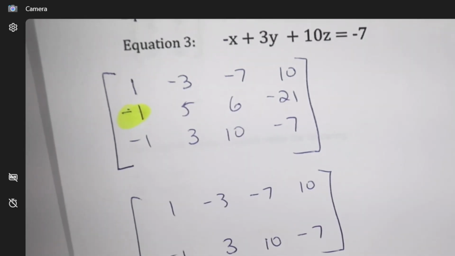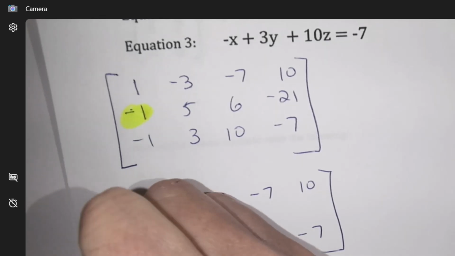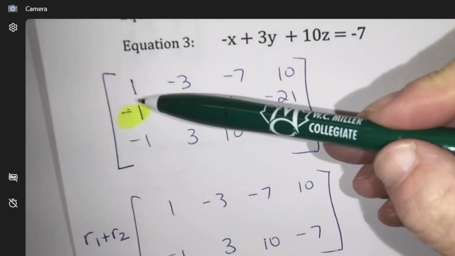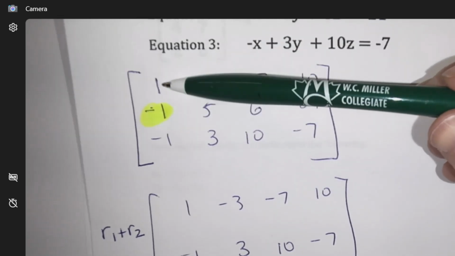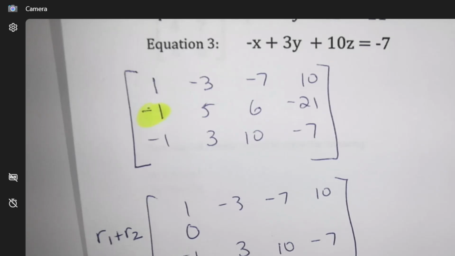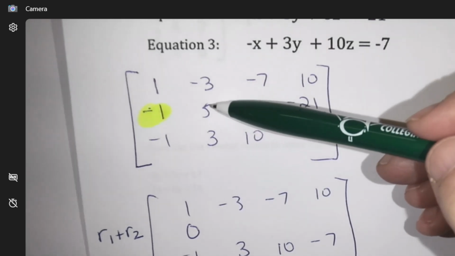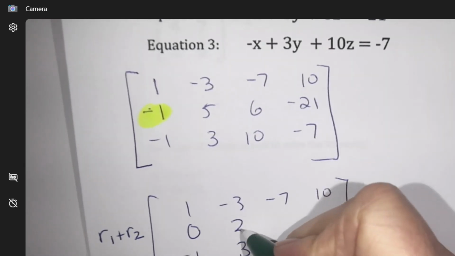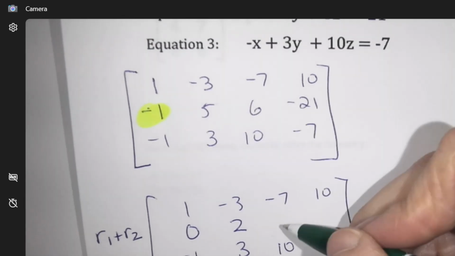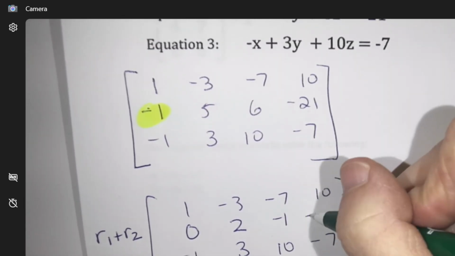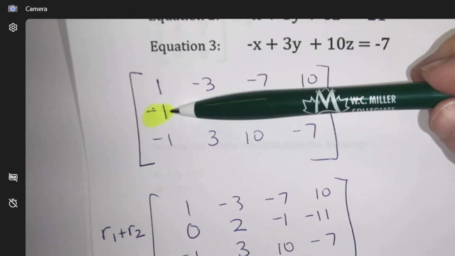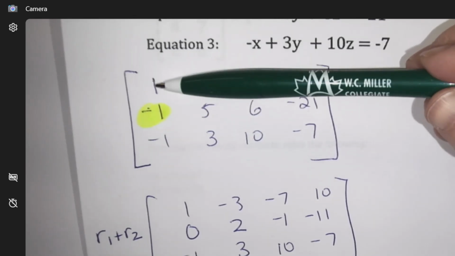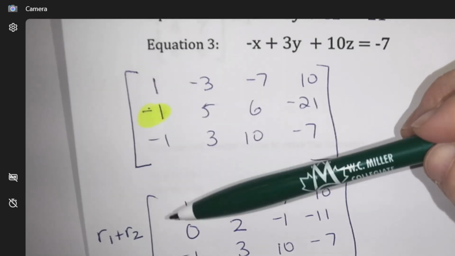Okay. So I'm going to do what? Row 1 plus row 2. Is that good with you? I'm going to make a 0 that way. Okay, so I'm going to add these and I get a 0. So that's the goal. Okay, negative 3 plus 5. Negative 7 plus 6. 10 plus negative 21. Why are we doing row 1 plus row 2? Because I need to make a 0 out of this position. Oh, okay. So if I'm going to add 1 and negative 1 together, that does it.